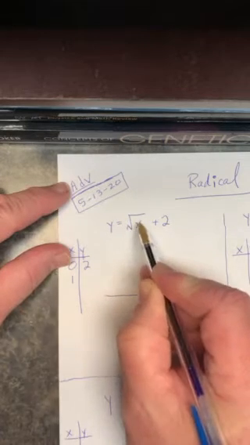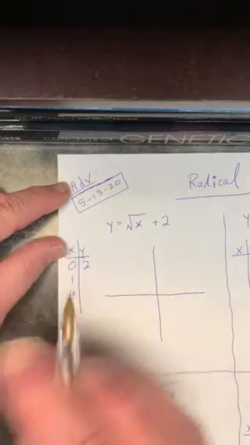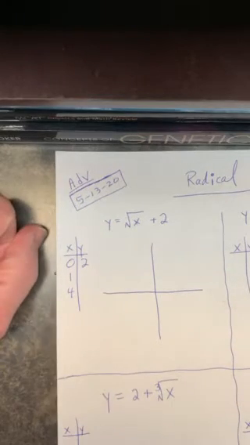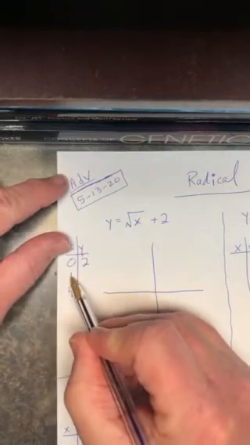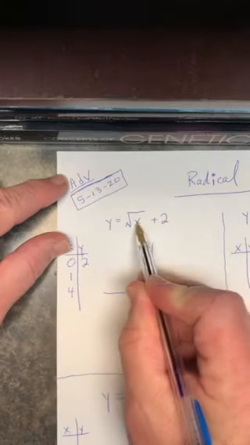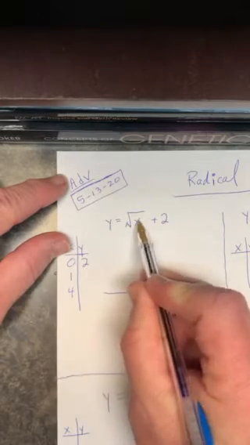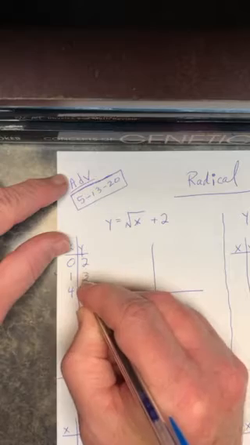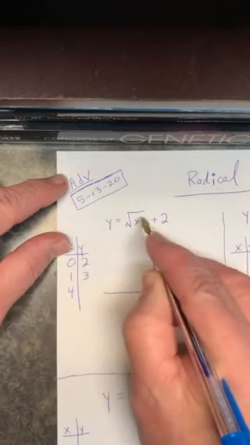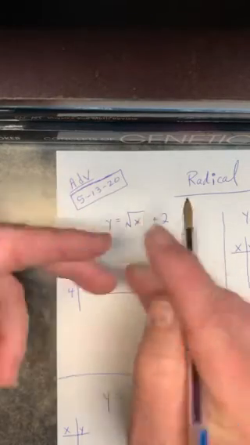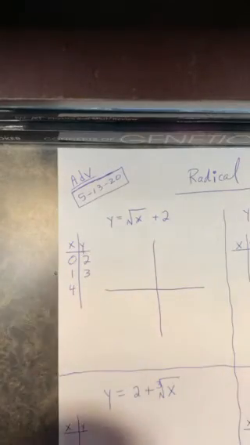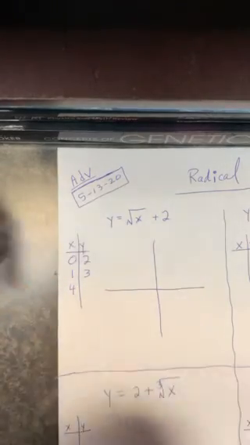So 0, 1, and 4 are the 3 numbers that would make perfect sense. When I take 1 and plug it in for x, the square root of 1 is 1. 1 plus 2 is 3. Then plug 4 in. I don't want to plug 2 in and get the square root of 2, which is some decimal. And again, I don't have a calculator. I'm trying to be as accurate as I can here.